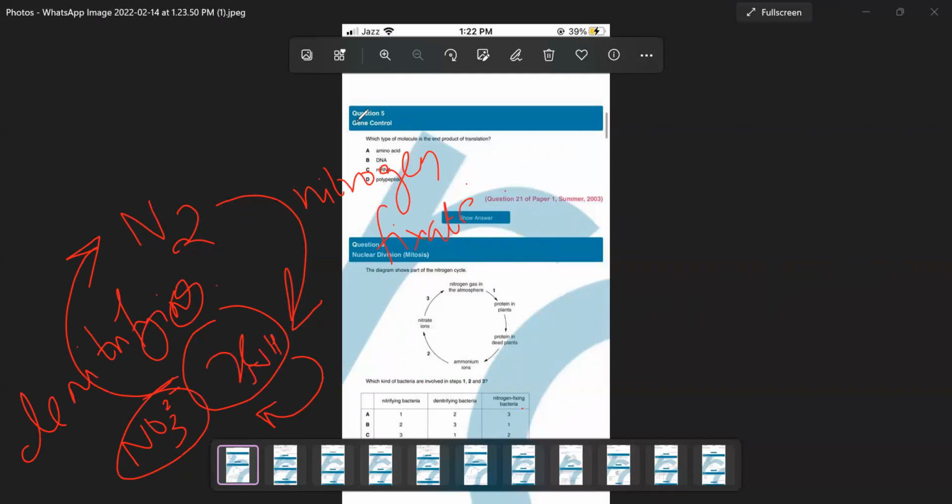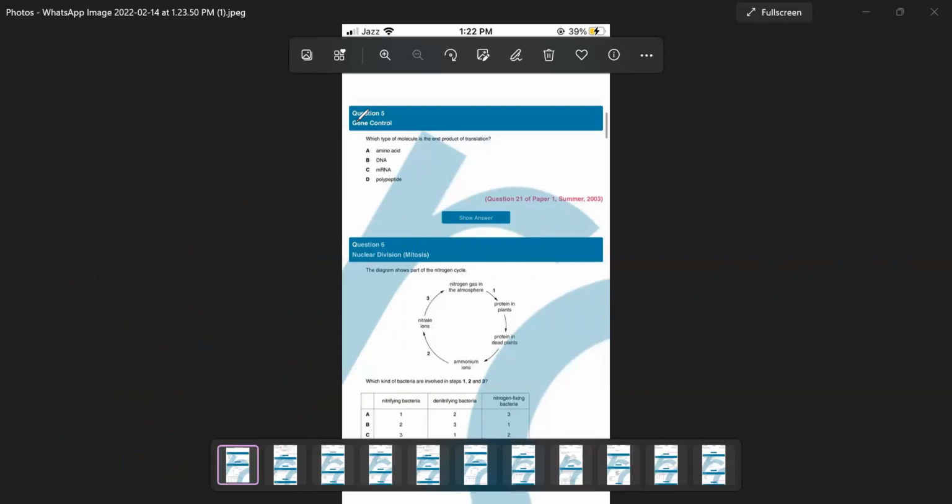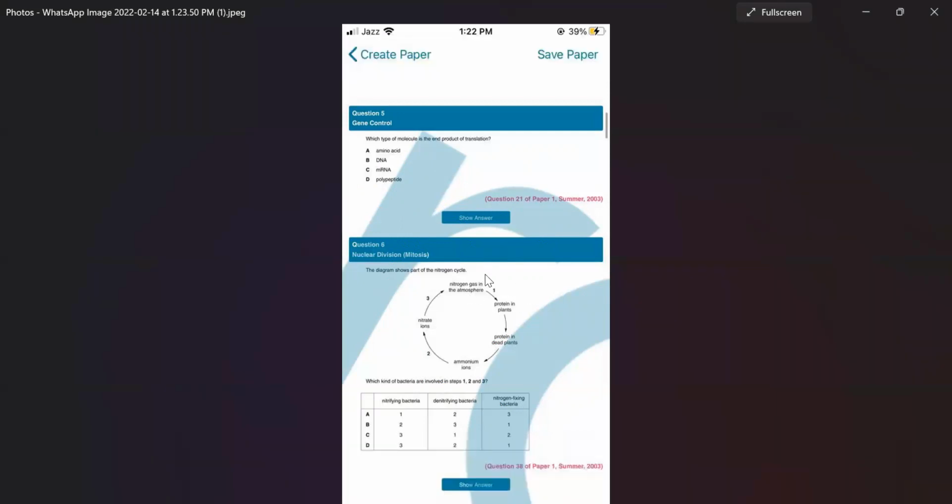Yes. Okay, got it. So let's go about all those steps in this diagram right here. Let's clear all my drawings and see what this diagram is telling us. Nitrogen gas in the atmosphere is converted into proteins in plants, and protein in dead plants dissolves to give us ammonium ions. So this nitrogen being converted into something is nitrogen fixation, and that will occur by nitrogen fixing bacteria. So we have two options for that.